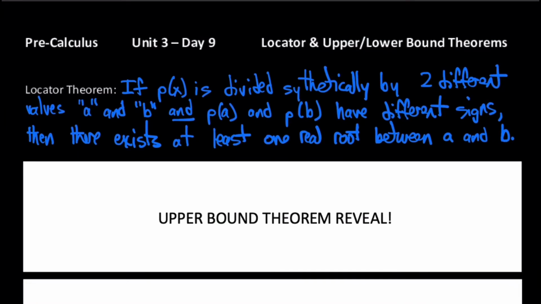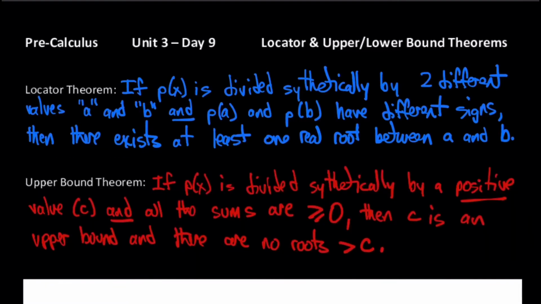Now we have an upper bound theorem. The upper bound theorem says if P of x is divided synthetically by a positive value, we'll call C, and all the sums are greater than or equal to 0. So you do your synthetic division, all the sums are positive, or 0, but you get a remainder. Then C is an upper bound, and there are no roots greater than C. So you're not even going to bother checking anything synthetically that's greater than C. Again, you might want to pause the video here, write that all down.